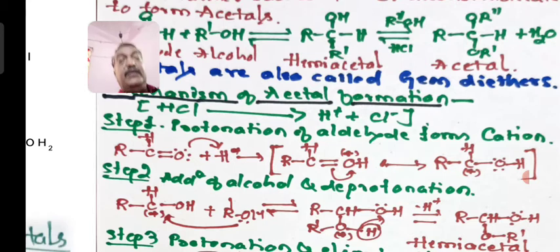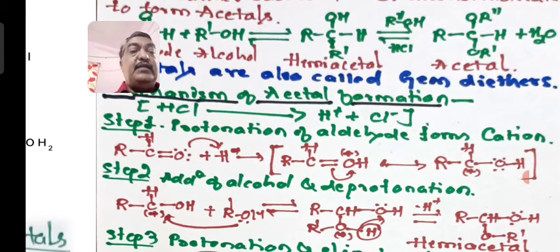The RCH double bond O aldehyde undergoes protonation, meaning addition of a proton, to form RCHOH plus. Then resonance occurs, the double bond shifts and the oxygen becomes the cation, and the lone pair of electrons shifts towards oxygen. Similarly, addition of the second molecule of alcohol and deprotonation, meaning removal of the proton, takes place in the second process.